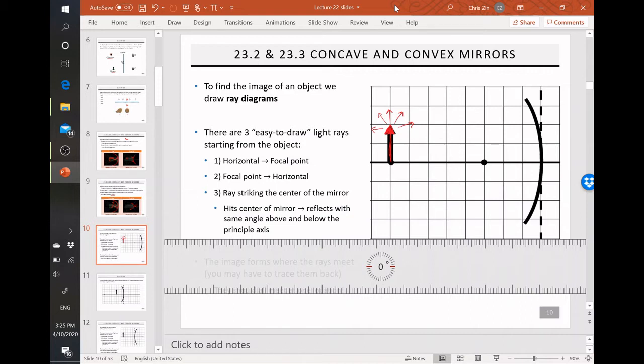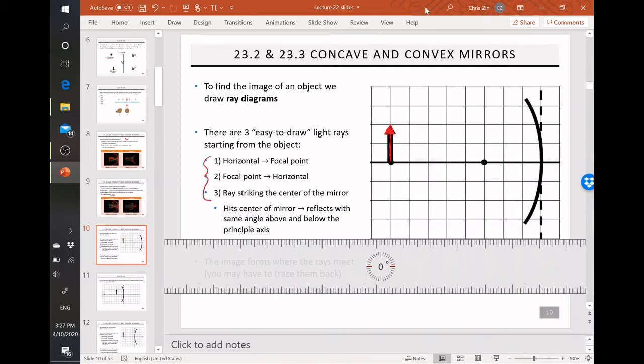In the case of concave and convex mirrors, and even lenses coming up, there are 3 particular light rays that make this job easy for us. So rather than considering every single light ray that's coming off of this candle, I only have to consider these 3.